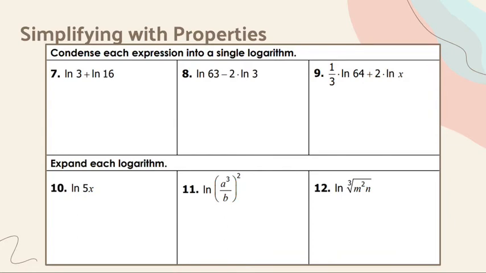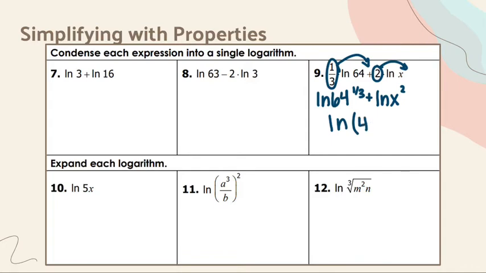Now we're going to look at condensing and expanding. These are the exact same properties as a regular logarithm. We're just using ln instead of log. So I'm going to do number 9 with you. Your coefficients come up and become exponents. So this is going to be natural log of 64 to the 1/3 power plus natural log of x squared. Then addition condenses to multiplication. So it's going to be natural log of 4x squared, because 64 to the 1/3 power is the cube root of 64, which is 4. So this is our final answer.